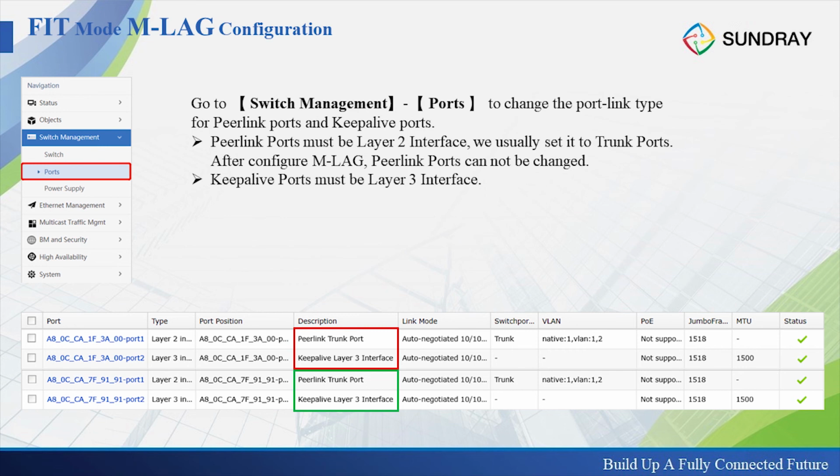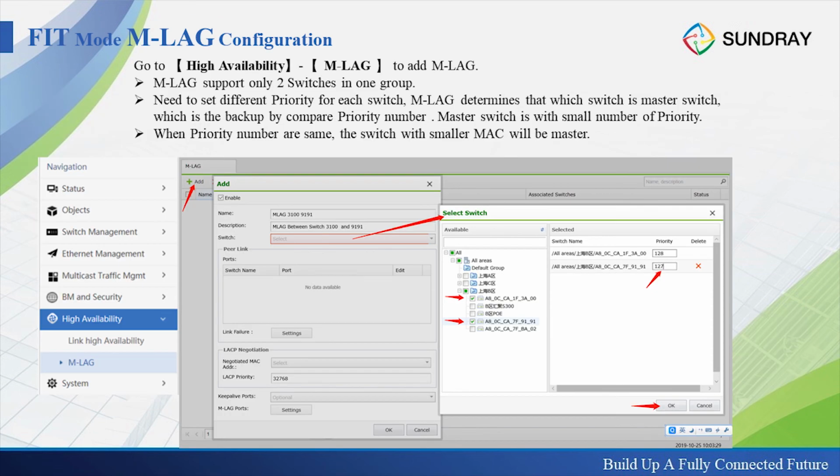And second, we go to high availability to create a new MLAG. MLAG now supports 2 switches in one group. We need to set a different priority for each switch. In this MLAG group, we choose the 2 switches, and for the 2 switches, we give 2 different priorities. The master switch is the one with the smaller priority number. When the priority numbers are the same, the switch with the smaller MAC address will be the master.